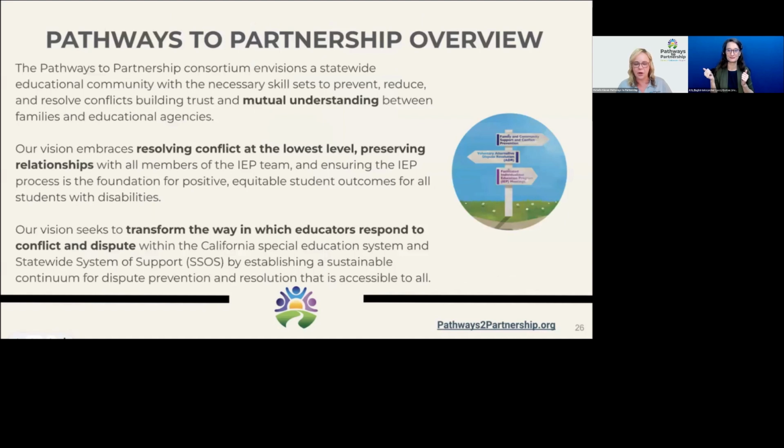So Pathways to Partnership is a part of the statewide system of support as a special education resource lead in alternative dispute resolution and prevention. We provide support to families and educators. Our purpose is simple. We want to help resolve conflict and preserve relationships in special education in California. In order to do this, we foster trust and collaboration, and we keep our students at the center of all discussions. Pathways to Partnership is doing many things throughout the state to develop our vision of preserving relationships and resolving conflict at the lowest level.